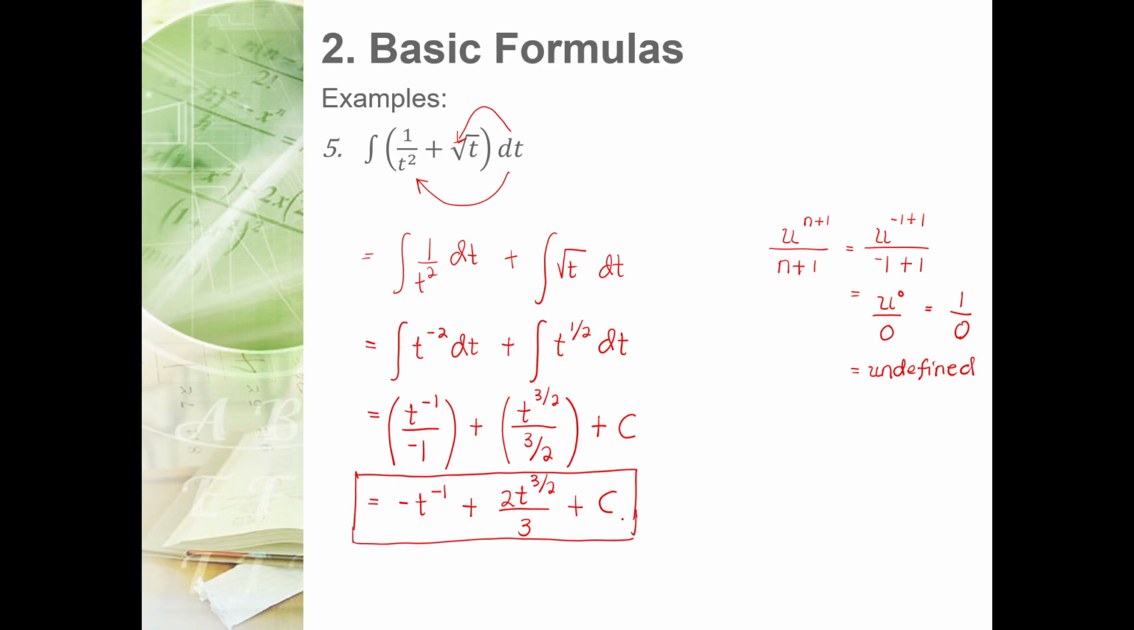So if you want to revert the negative exponent, since this is where it became negative, you can always bring it back to its location in the denominator. So negative 1 all over t plus 2t to the 3 halves all over 3 plus c. So this is acceptable.